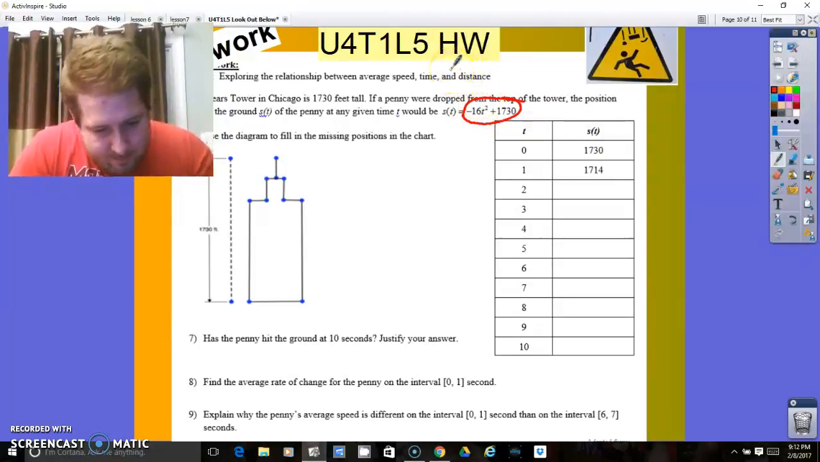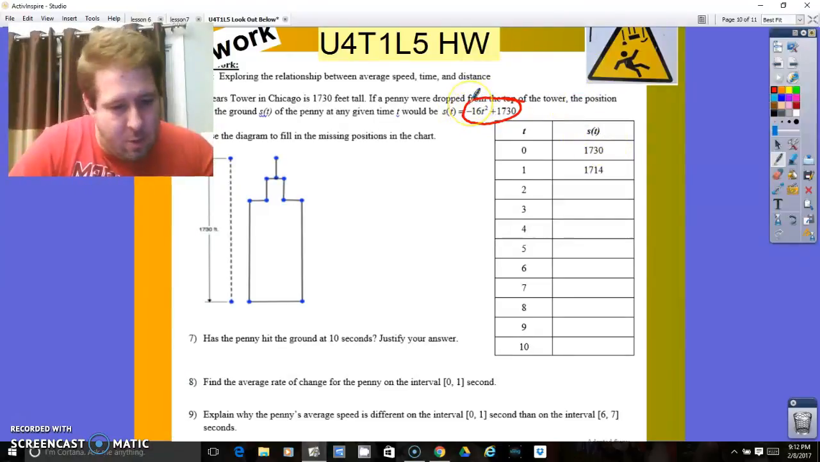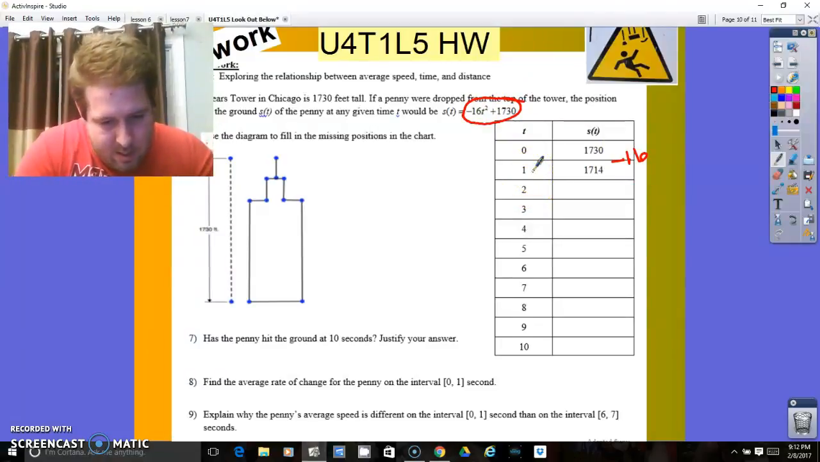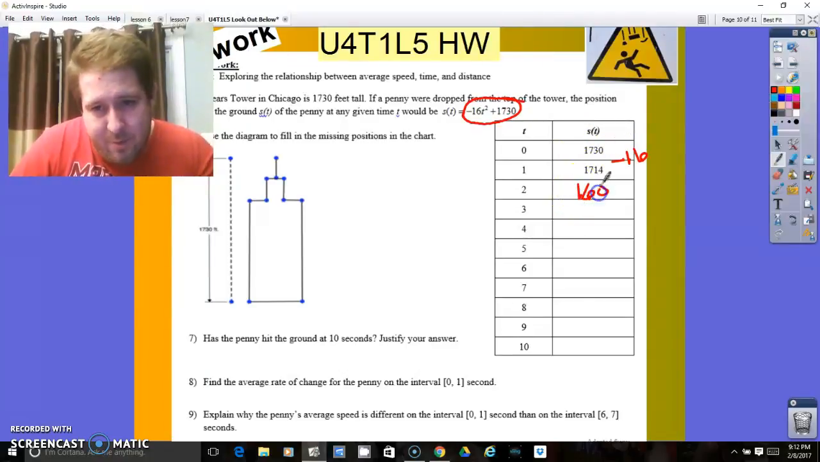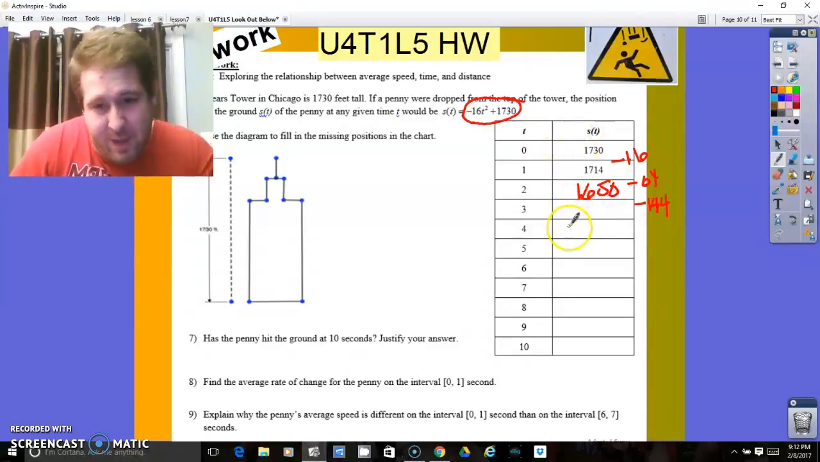So negative 16 times itself, which was 256, negative 15, so negative 16, oh, I'm sorry, I did that wrong. So 1 squared is 1. So that means it decreased by 16 here. And then 2 squared would be 4. 4 times 16 would be 64. So it must have decreased by 64. So 1714 minus the 64 I just said means this has to be 1650, because this time it decreased by 64. And then next one, 3 times itself is 9. 9 times 16 is 144, so it's going to decrease by 144 this time. 1650 minus 144 equals 1506.